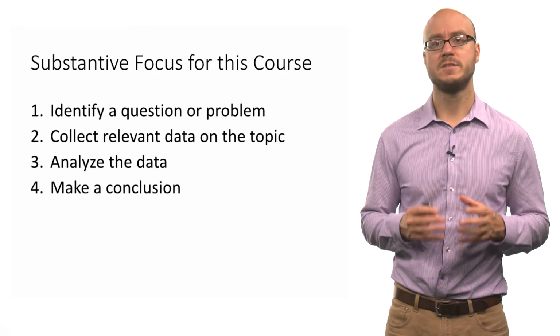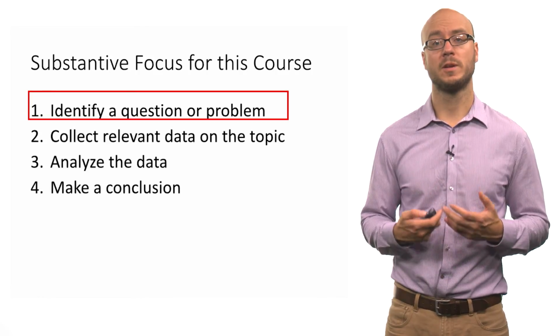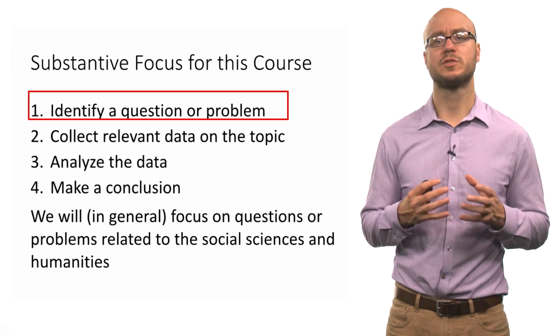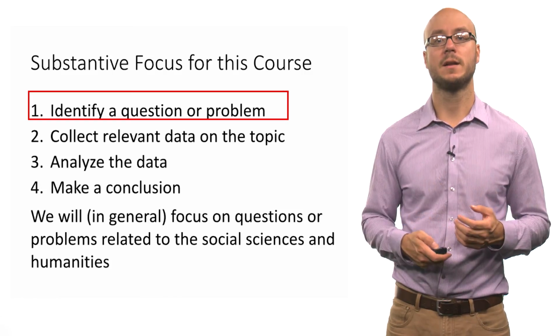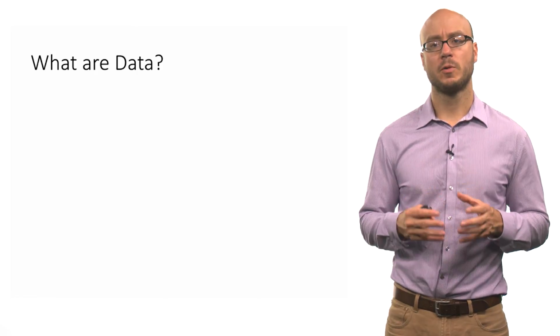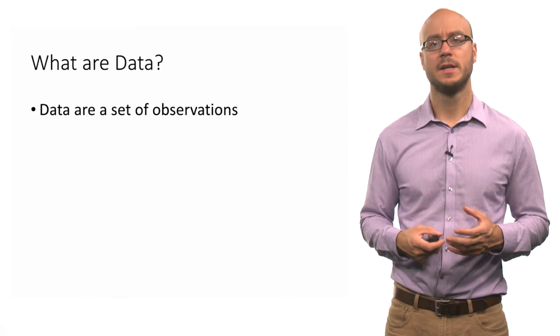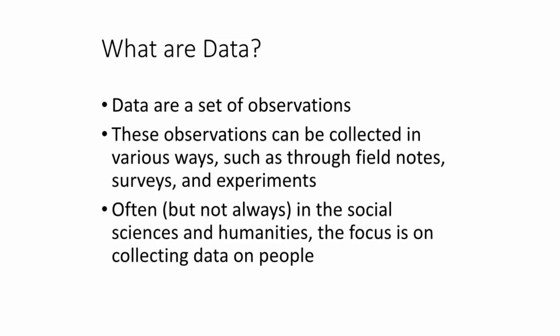Substantively, that first step differs depending on your background. So for this course, where we're really focusing on topics in the social sciences and humanities, we're going to focus on questions or problems that a social scientist or a historian or an anthropologist might ask and address. But before we really investigate that, we should ask ourselves what data really consists of. Data are just a set of observations. These observations can be collected in various ways, such as through field notes, surveys, and experiments. There are lots of different ways to collect data about the world around us.